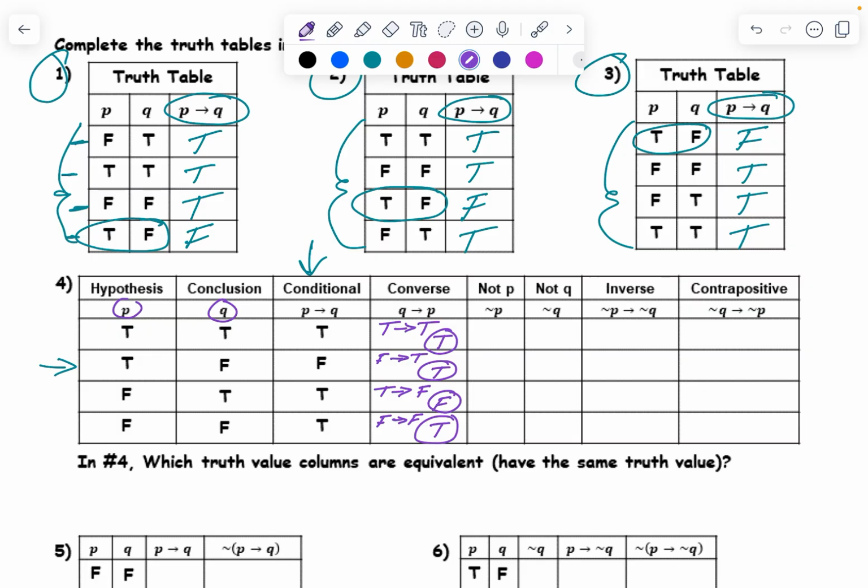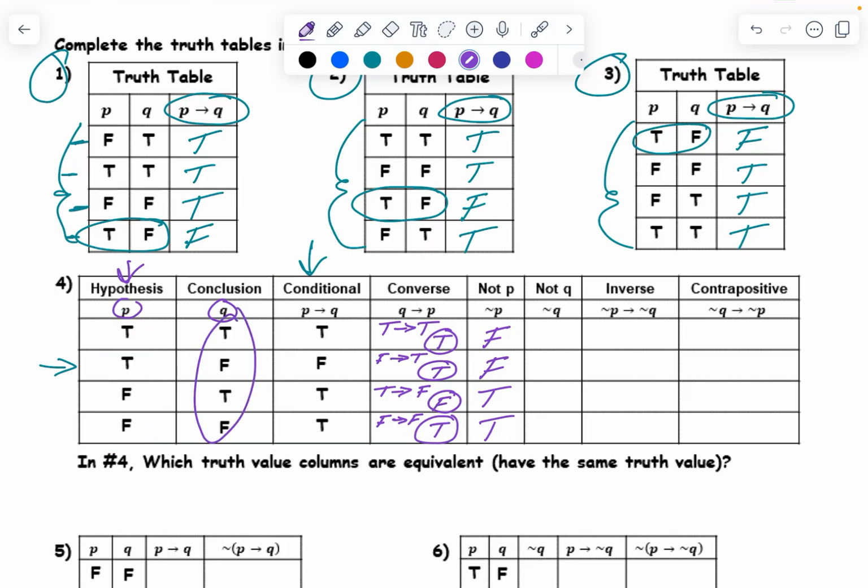Now we have not P. So P over here at the far left are P values. If P is true, what do you think not P would be? Well, kind of the opposite of true, right? If it's not true, then it's false. And if it's not false, then it's true. So we were looking at all these right here and basically doing the opposite.